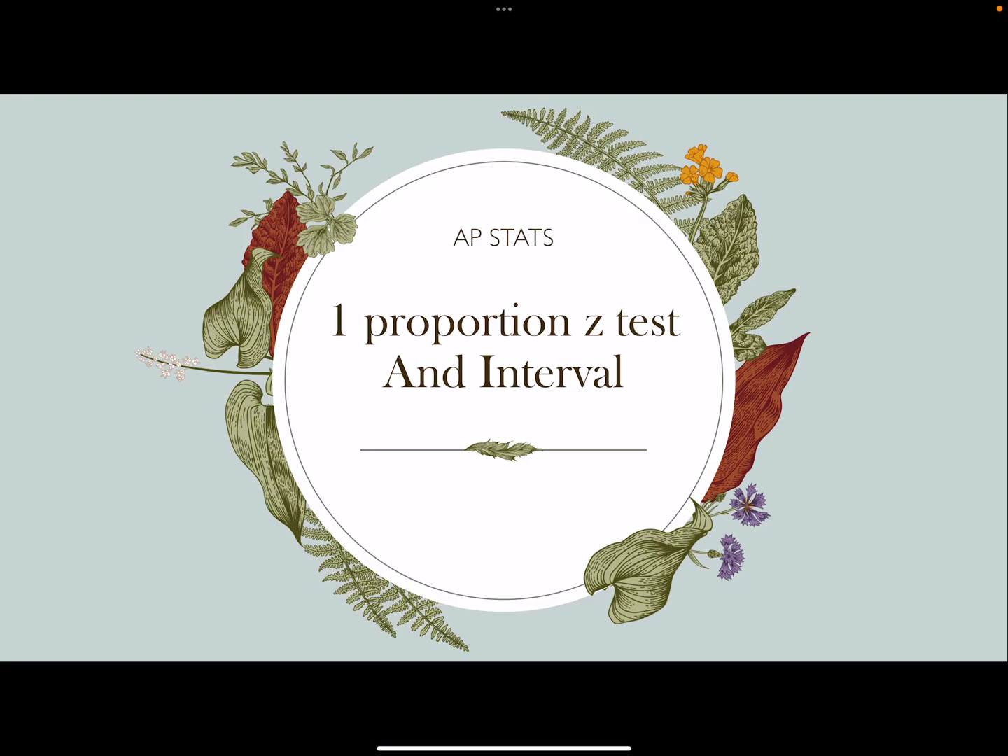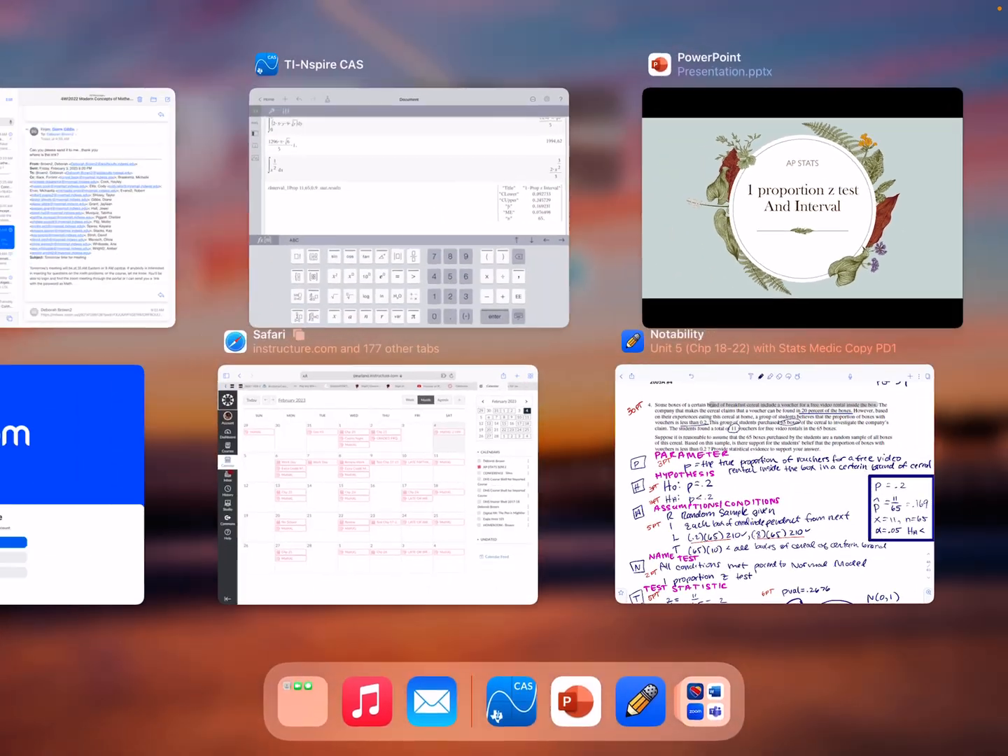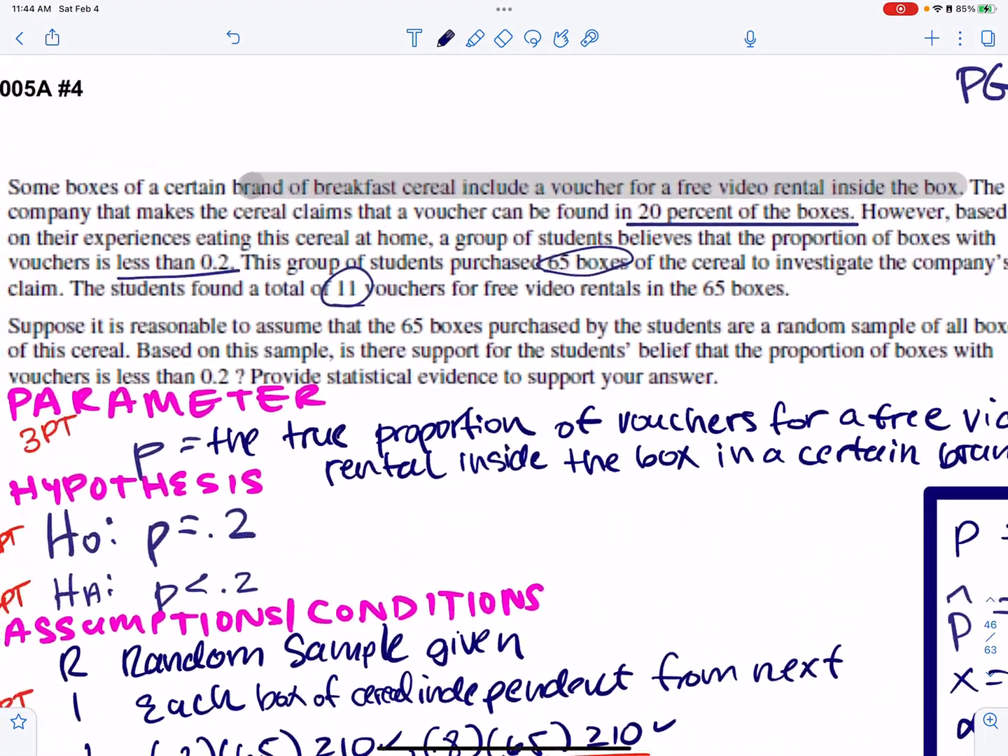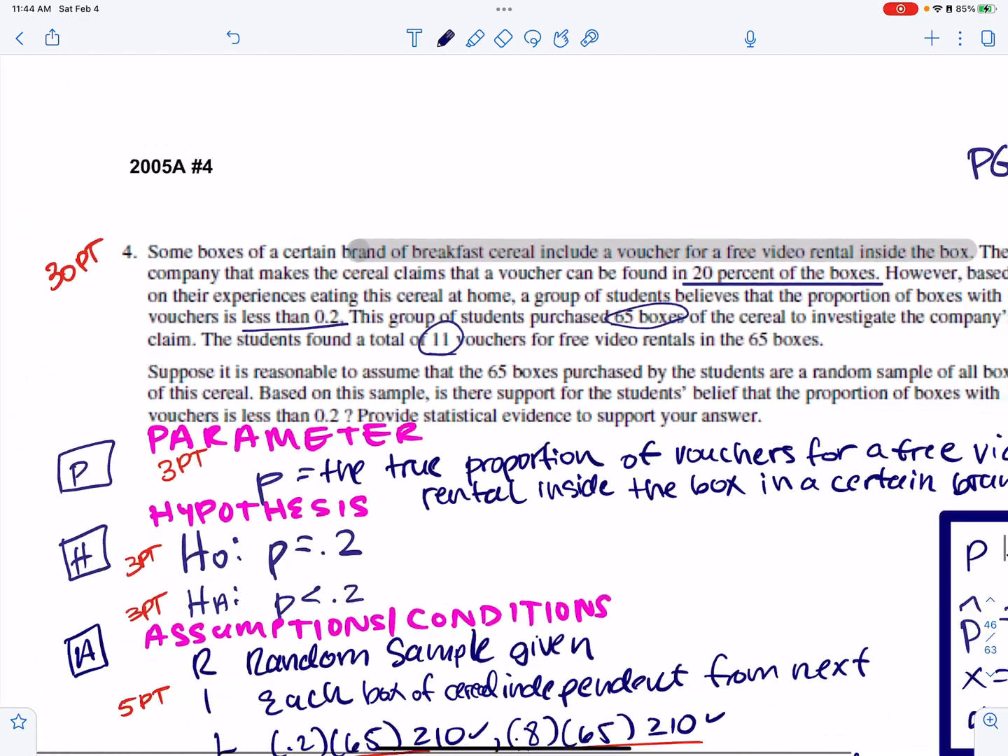I'm going to perform a one proportion z-test and interval for you. What I suggest you do before you watch my video is to actually attempt to do the one proportion z-test and interval by yourself. So I'm going to show you the problem, and then I'm going to have you go ahead and attempt to.